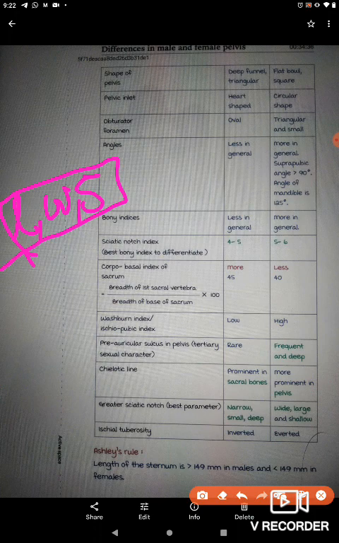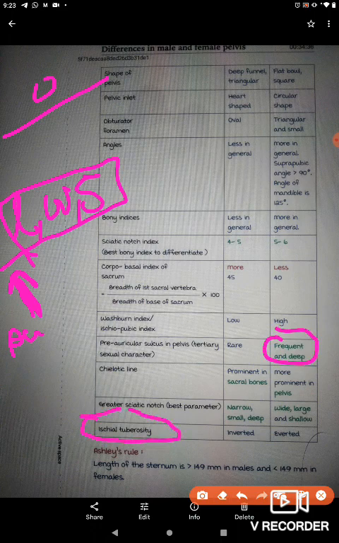So by sciatic notch we can differentiate, and for all indices we remember that they are more in the female compared to the male; the best index was the sciatic notch index, which is 5 to 6 in the female. Except the carpobasal index, which is the breadth of the first sacral vertebra divided by the base of the sacrum, it was more in the male. Other indices like Washburn index or ischiopubic index are more in the female. Preauricular sulcus, a tertiary sexual character, was characteristic of the female.